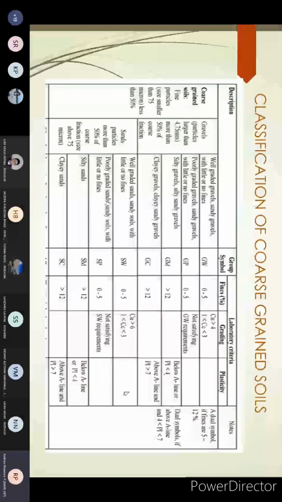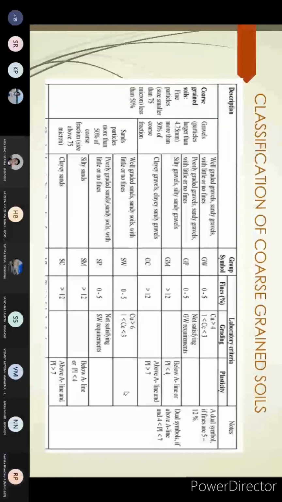So to classify as coarse grained or fine grained, you are going to refer to particles smaller than 75 micron size. If more than 50% is smaller than 75 micron, then we call it fine grained soil. And in case it is the other way, we call it coarse grained soil. To classify the coarse grained soil, totally there are 8 groups in coarse grained soil.